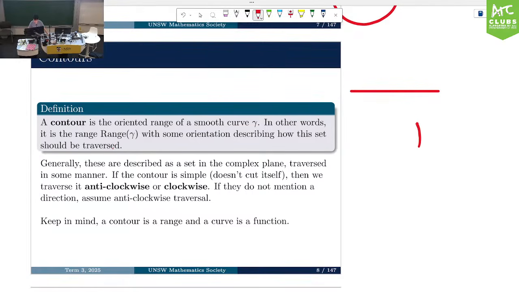And if I have a closed contour, we usually describe its direction as anti-clockwise or clockwise. The standard orientation is usually anti-clockwise, like this, as we will see later.